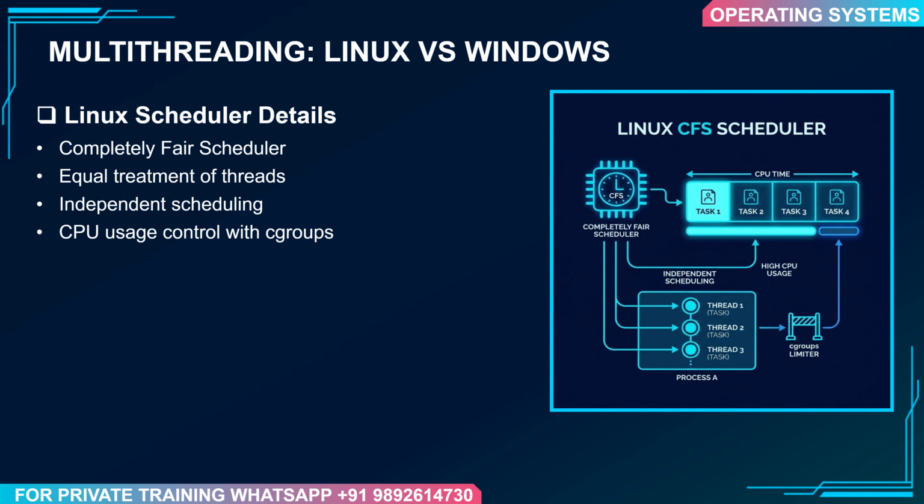Another important point in Linux is scheduling. Linux uses a scheduler known as the completely fair scheduler. The idea is to divide CPU time fairly among all runnable tasks. Threads do not get special treatment just because they belong to the same process. Each thread is scheduled independently. This means that a single process with many threads can consume a lot of CPU time if not controlled carefully. In practice, system administrators use tools like cgroups to limit CPU usage when needed.